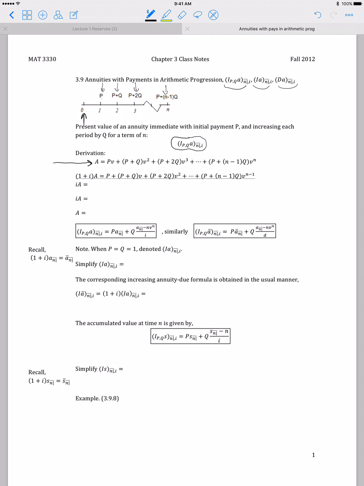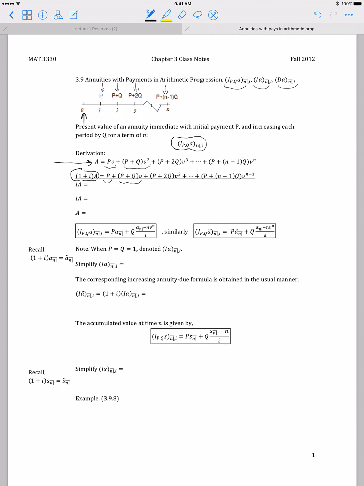On the left side I get 1 plus I times A. On the right side, multiplying by 1 plus I just brings the powers of the discount factor down 1 each time. So my term PV becomes P. My term P plus QV squared becomes P plus Q times V, and so forth, all the way down the line.